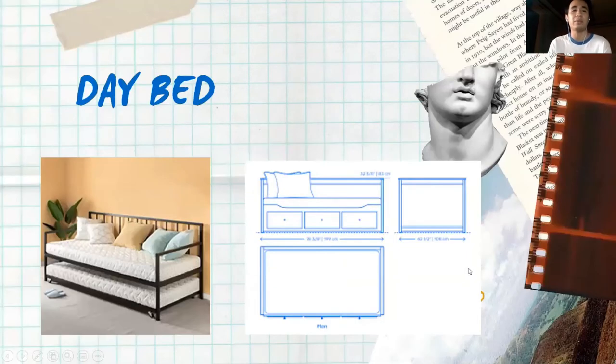A day bed. It's a retractable bed. It has a secondary one here. You can lie down here. You can see some sofas like it. I've seen one. It's good. I sleep on it too. So let's move on. This is the dimension of the day bed.